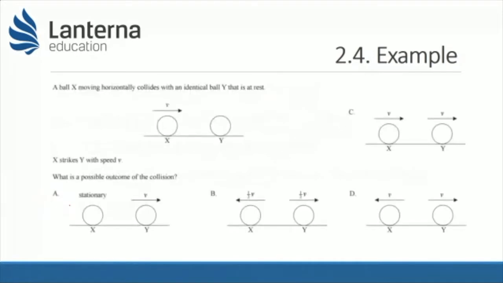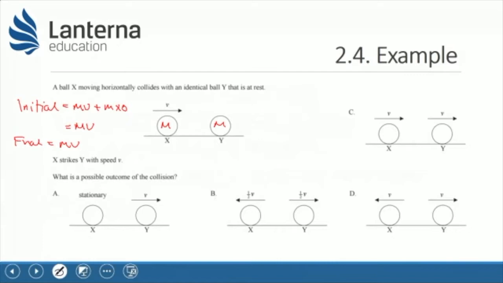So a ball X is moving horizontally and it collides with an identical ball Y that's at rest. The speed it's moving at is v, and what is a possible outcome of the collision? We don't have any numbers, but let's say that each of these has mass m, because we know they're the same. So we can do the same method that we had before. Initial momentum is equal to mv plus m times 0. So it's just mv. So I know that my answer must have the same momentum, so the final momentum must be mv.